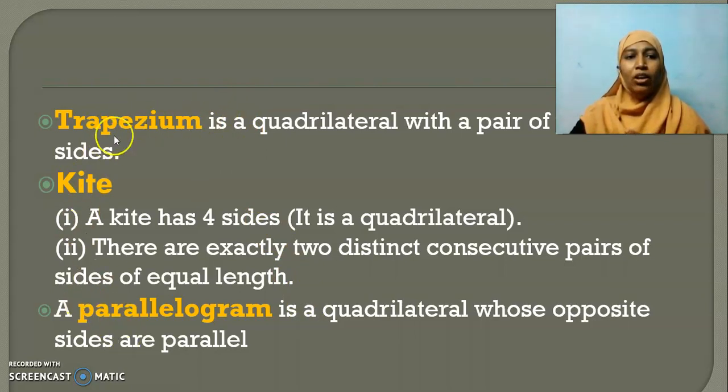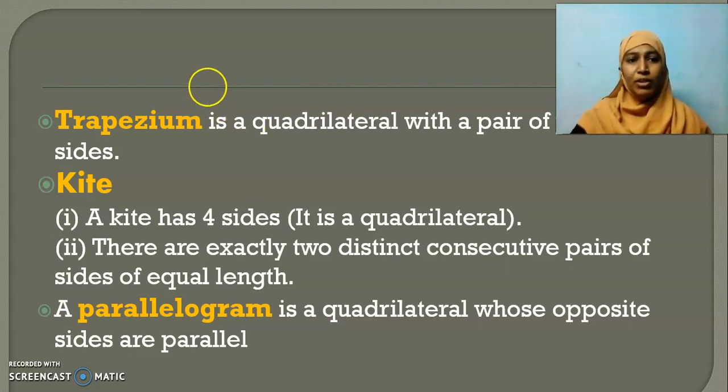Can you relate this parallelogram with a trapezium? If I ask you, is a parallelogram a trapezium? What will be your answer? Yes or no? Definitely it should be yes. A parallelogram is a trapezium. If I ask you the other way, is a trapezium a parallelogram? No, it need not be. It may or may not be, depending upon the parallel condition of the other two sides.